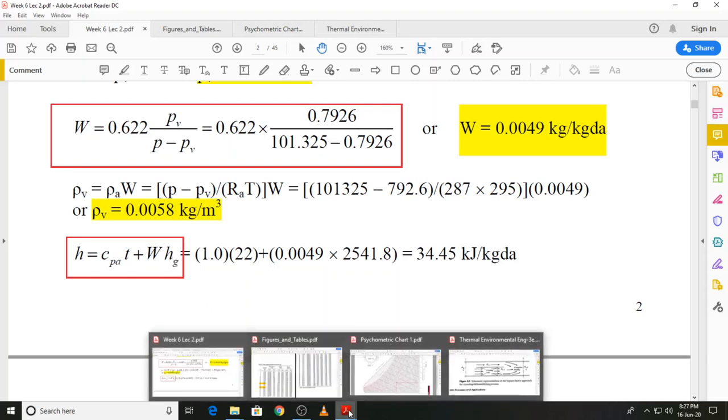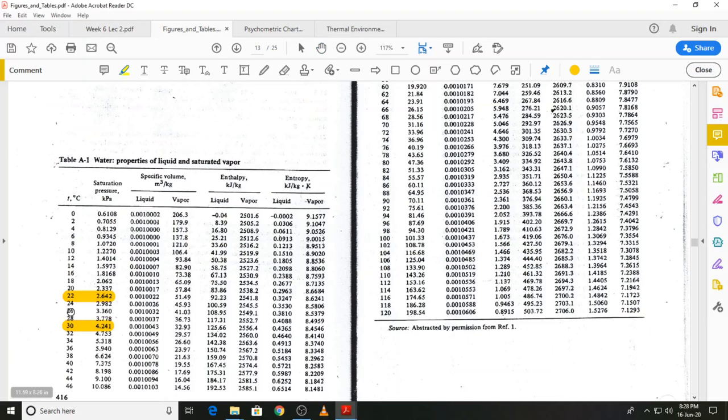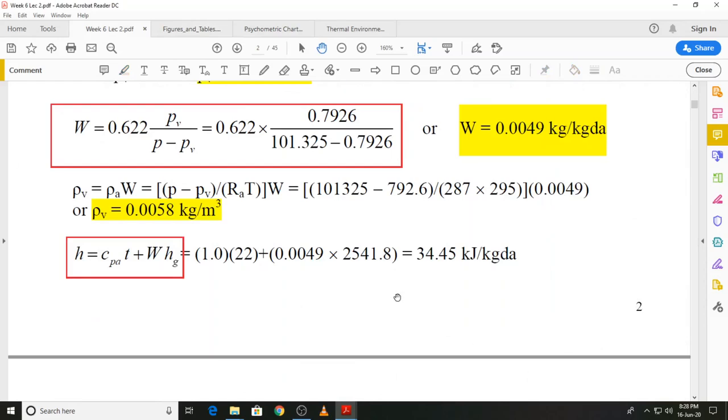So we can again verify that the value of Hg, which is shown over here to be 2541.8 kilojoule per kilogram, is correct from the table. And at 22 degrees C we can just go to the enthalpies, and you can see over here 2541.8 is the value, and that gives you the specific enthalpy of the mixture, which comes out to be 34.45 kilojoule per kilogram dry air.